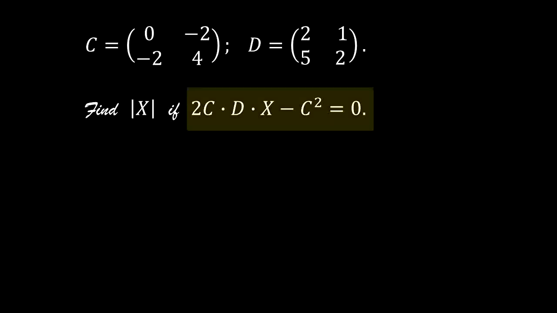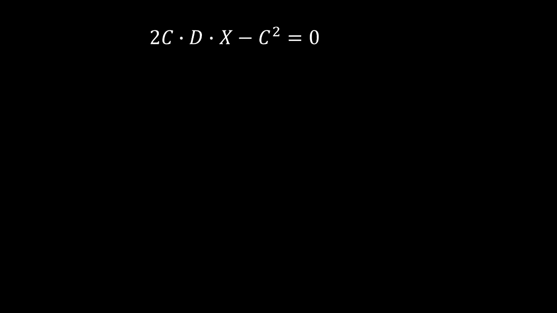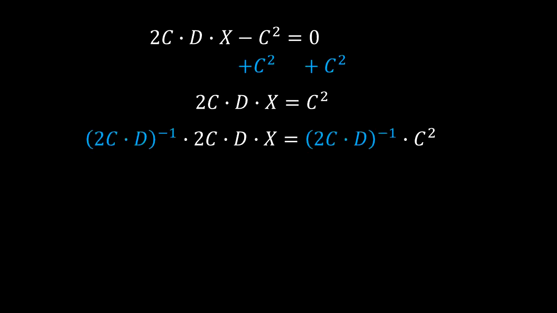To begin with, let's take the matrix equation given in the task. The first thing we are going to do is to get the variable X by itself on the left-hand side of the equation. For this purpose, let's add C squared to both sides of the equation, which results in... Now, to get rid of 2C times D on the left-hand side of the equation, we multiply both sides, on the left, by the inverse of 2C times D.